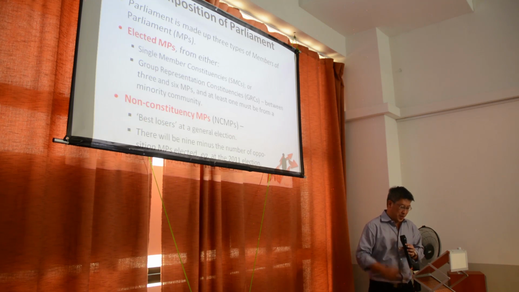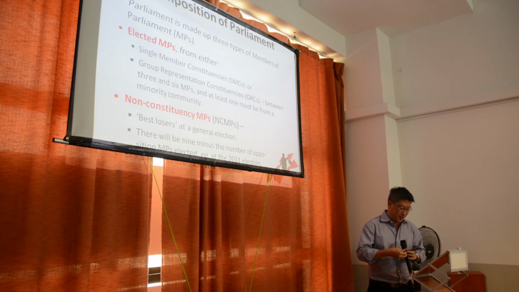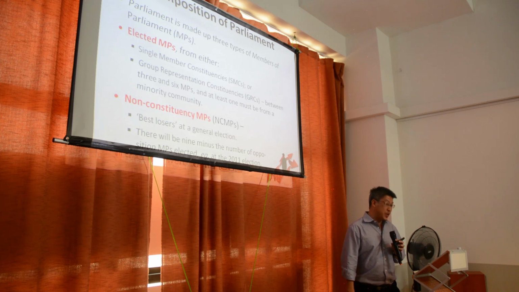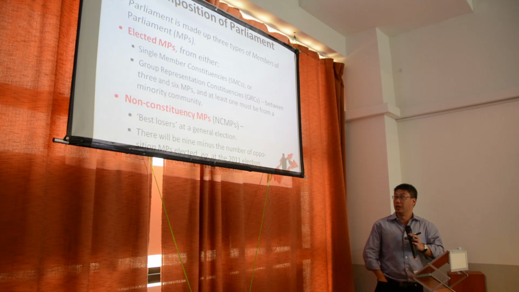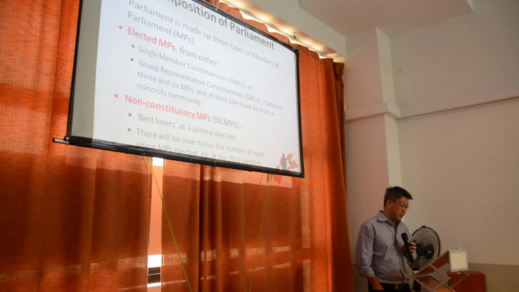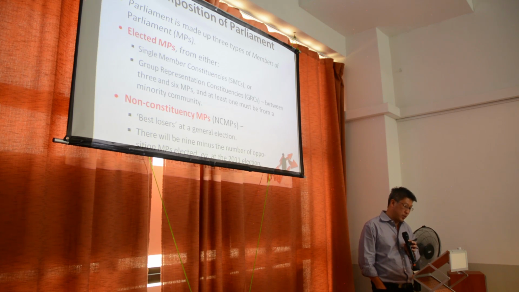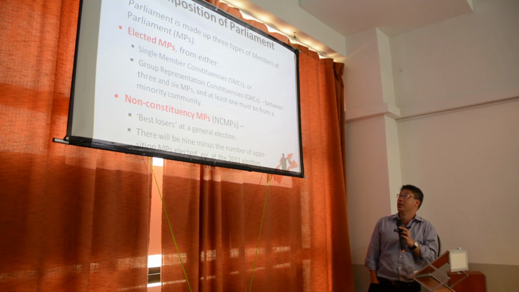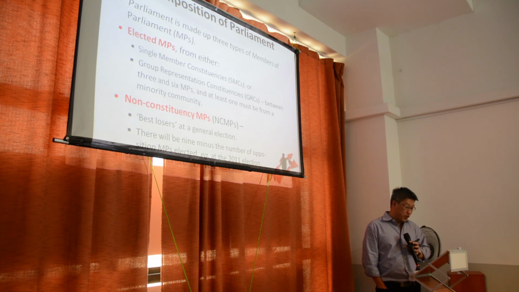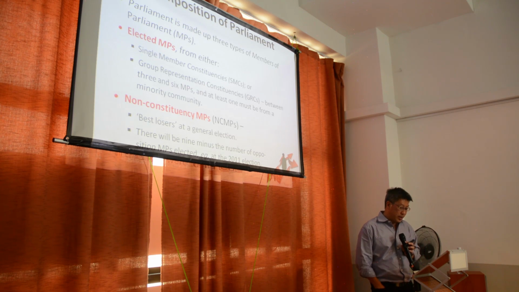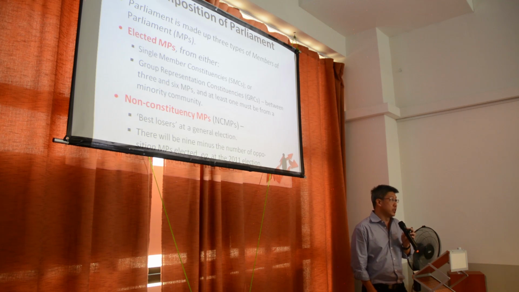Okay, so now we get to the composition of Parliament. So I think you also know, and I don't think this is a mystery to you guys, Parliament is made up of 3 types of members of Parliament, and this is, I suppose, quite unique because not a lot of countries have this. So we have elected MPs, and elected MPs can either be elected through single-member constituencies, or SMCs, and group representation constituencies, or GRCs. And GRCs, of course, have between 3 to 6 MPs, and at least one of these MPs must be from a minority community in Singapore.